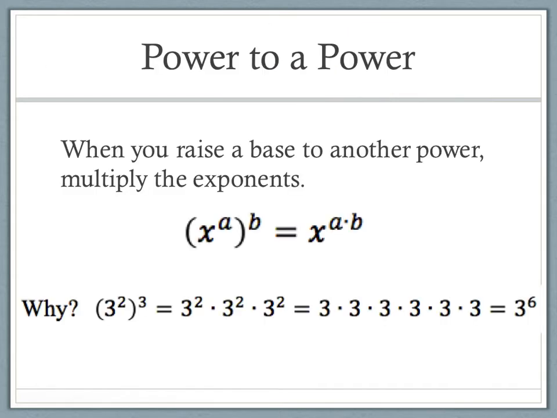Now if we ever have a power to a power, so if we notice we have x to the a power to the b power, we multiply our exponents. And why is that the case?